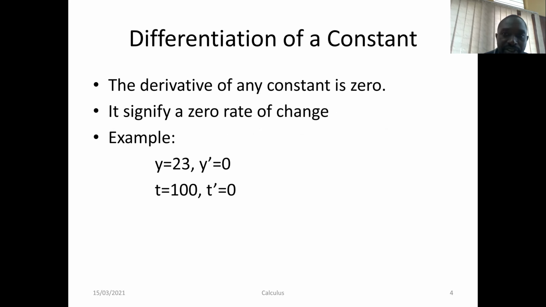Let's begin with the differentiation of a constant. Given any constant, y equals 23 or t equals 100, the derivative of any of these constants will always be equal to 0. A 0 here signifies a 0 rate of change. And so it doesn't matter the value of that constant. It could be positive or negative. Every time we differentiate a constant, take note it will always be equal to 0.